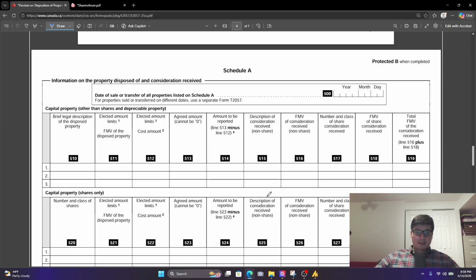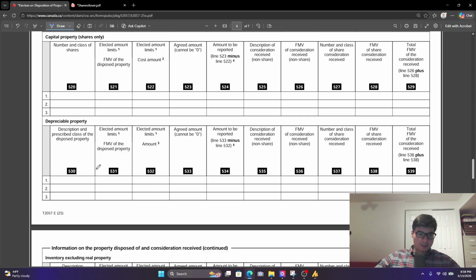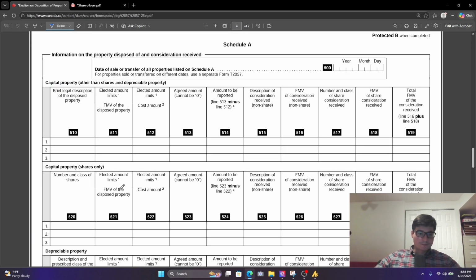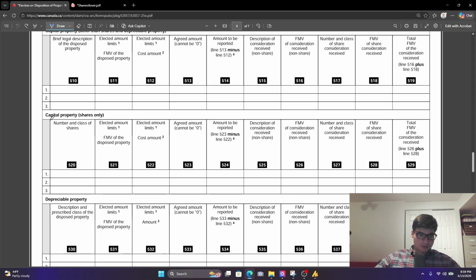So we're going to go in and show you how this looks. We're going to look at the legal description of the disposed property. This is the category for your capital property. There's a bunch down here, whether it's depreciable or not. Here we can look at our shares only. So this is the capital property for shares. For number and class of shares, we're going to write in whatever applies.